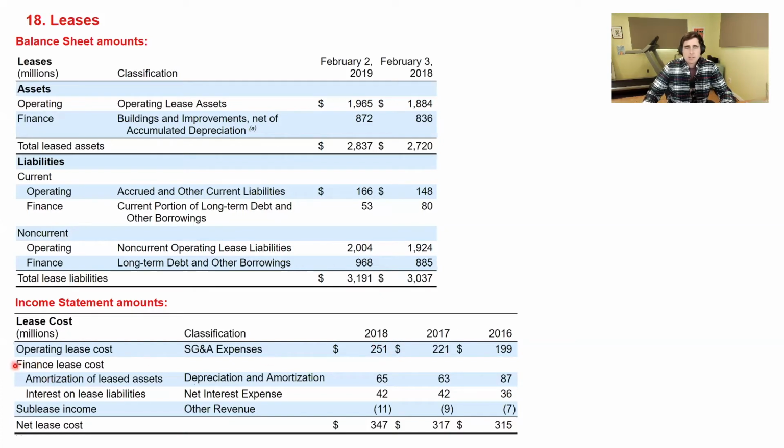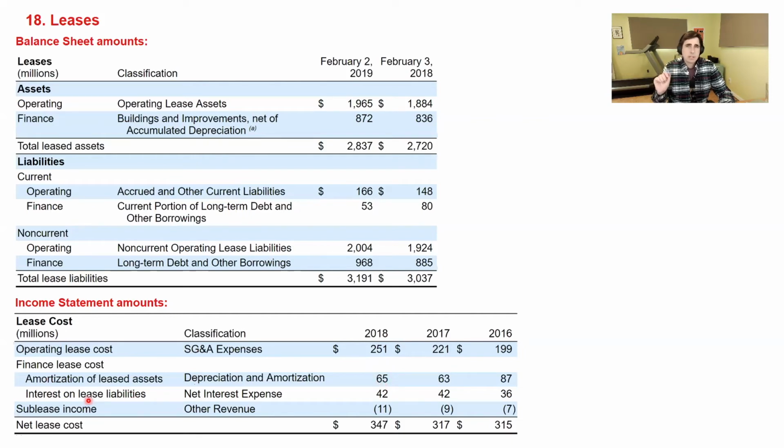Finance lease costs are broken into two parts, as we know from the Finance Lease Basics video. For the asset, you are depreciating or amortizing the asset, just like you would any other asset. You're depreciating it over the lease term. And that's this, amortization of leased assets. And that goes into the depreciation and amortization line item of the income statement, and it's $65 million.